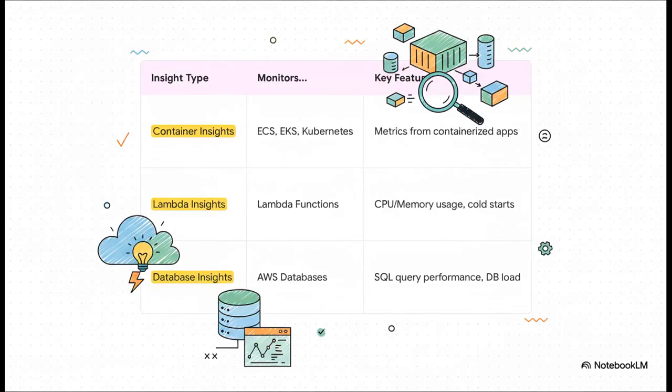Now, to deal with how complex modern infrastructure is, CloudWatch has these specialized modules called Insights. So, for example, instead of just saying, yep, a container is running, Container Insights actually shows you performance metrics for every single microservice running inside that container. Lambda Insights helps you hunt down those annoying serverless cold starts. And Database Insights can pinpoint the exact SQL query that's dragging your whole system down.